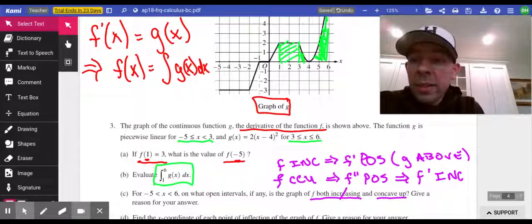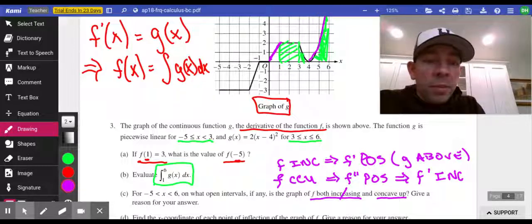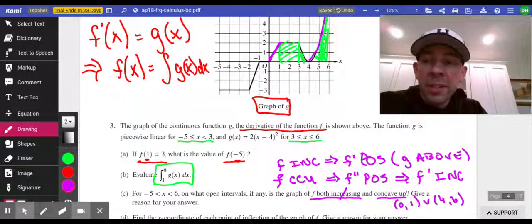I think that's going to happen. Let's see. We'll say it's true right here. We're above the x-axis and increasing, and then that's true right along here as well. So ultimately for part C, I'm going to say the open interval from 0 to 1 unioned with the interval from 4 to 6. Boom, part C is all done. All right, moving right into part D.